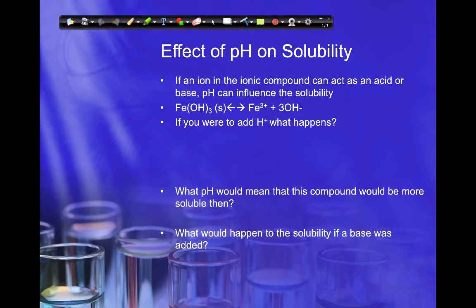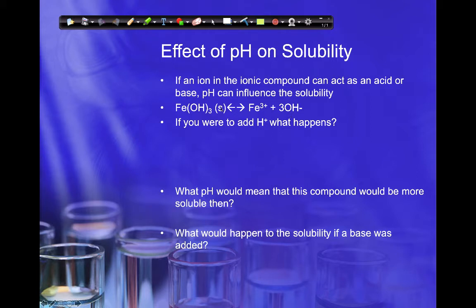So when we talk about solubility, if there's anything in the compound that can react to an acid or base, pH has an impact on whether it's more soluble or less soluble in that solution. So if you have an ion in an ionic compound, and one of those things can react to an acid or base, that can influence how soluble this compound is.